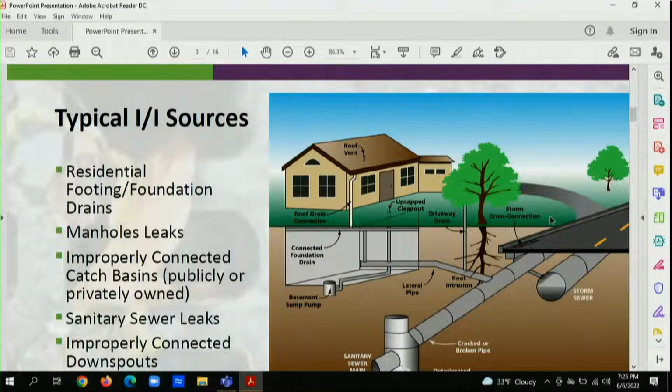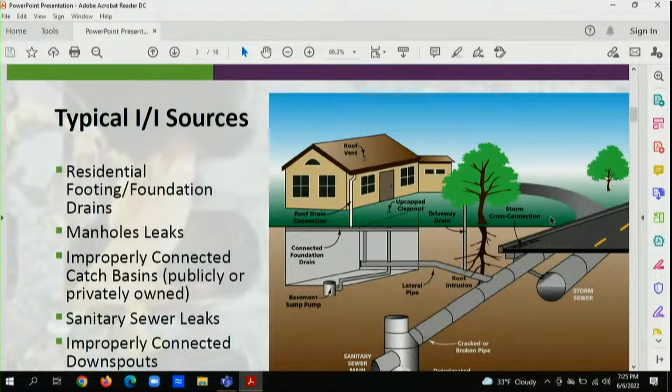I believe I showed you this slide before. This is a cross-section of a residential street showing typical infiltration and inflow sources from both private property and from the public infrastructure. I won't go through each of these. We can maybe refer back to them, but such things as foundation drains around the basements of homes can be a very large source of I&I.